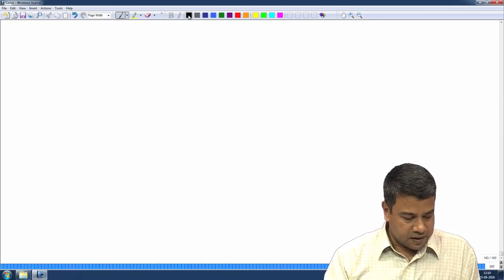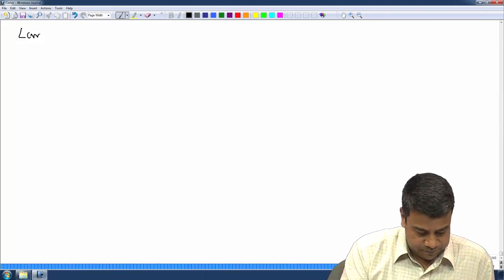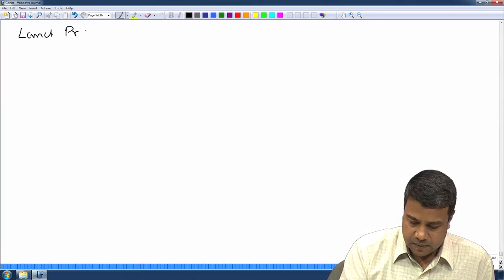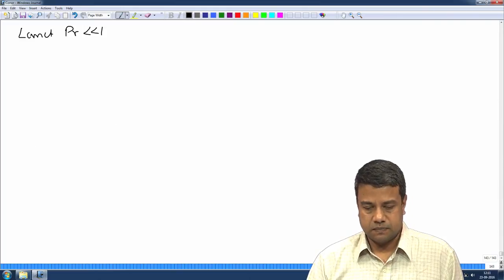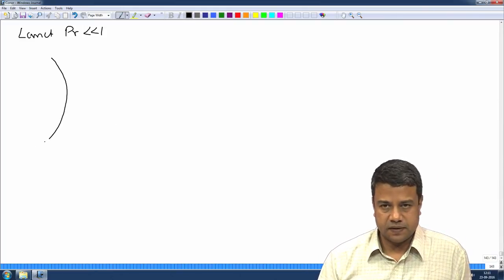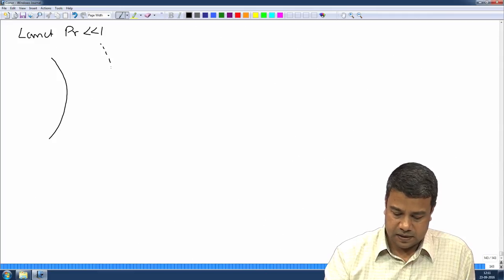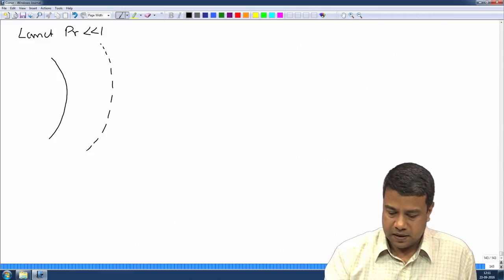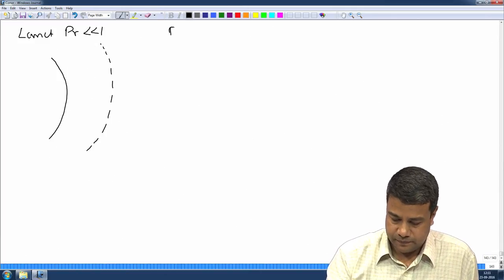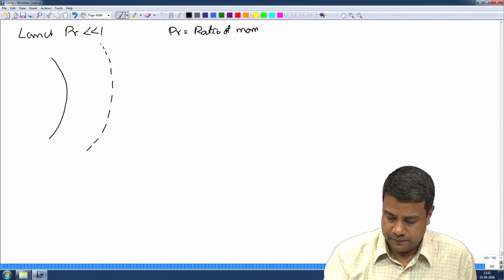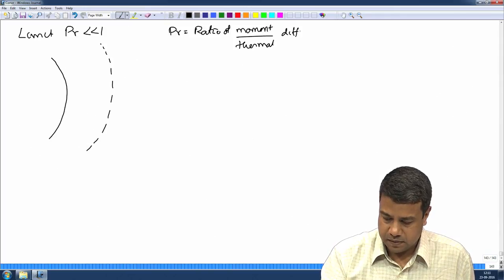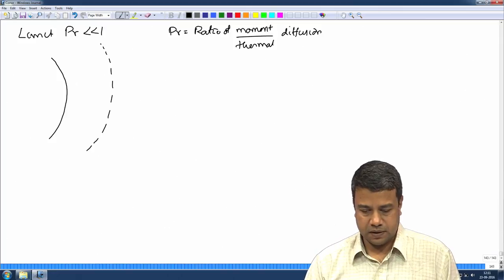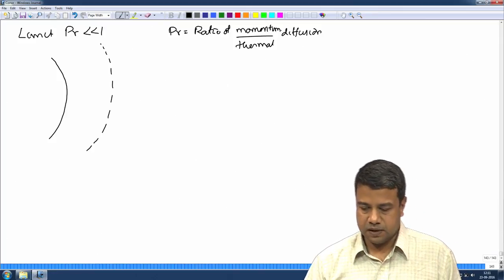So, first we will consider the case where the Prandtl number is much smaller than 1. What does that physically correspond to? At the surface, I told you that I had a boundary layer thickness delta. Prandtl number is the ratio of momentum to thermal diffusion, momentum to thermal diffusion.